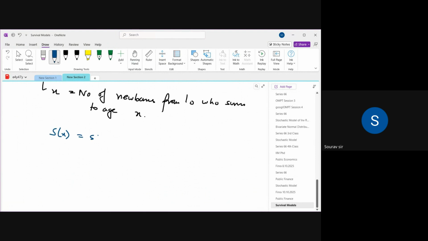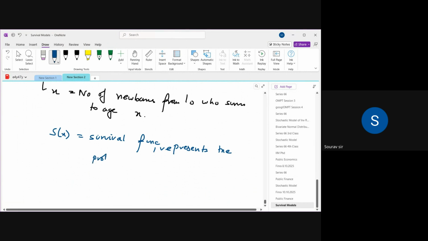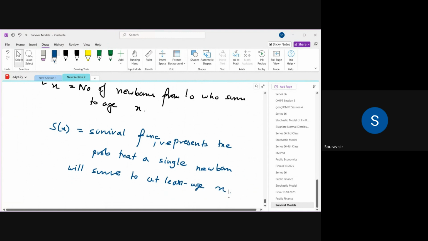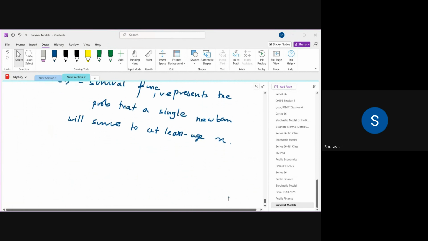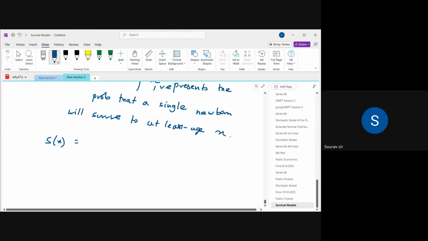S(x) is what? It is the survival function. It represents the probability that a single newborn will survive at least to age x. S(x) equals P(T0 > x).